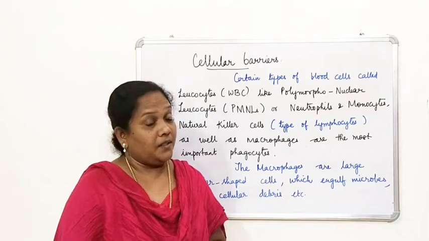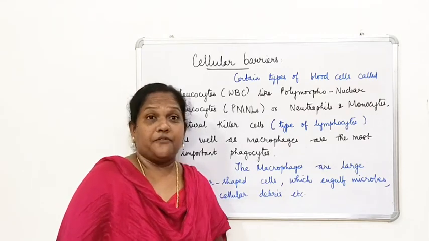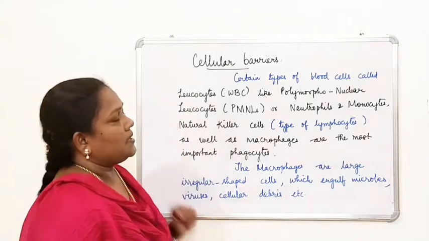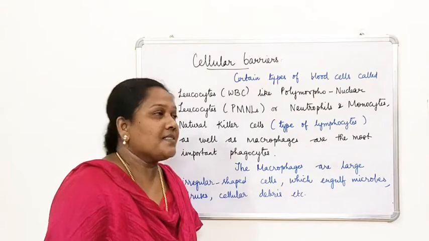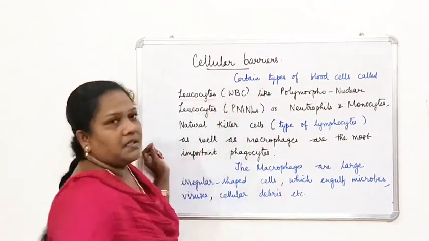You would have learned granulocytes and agranulocytes, right? Basophil, neutrophil, eosinophil, then lymphocytes, monocytes. So all these are types of leukocytes, right? So these cells act as a barrier. How come they act as a barrier here? See, certain types of blood cells are called leukocytes. The other name for WBC is leukocytes, right?